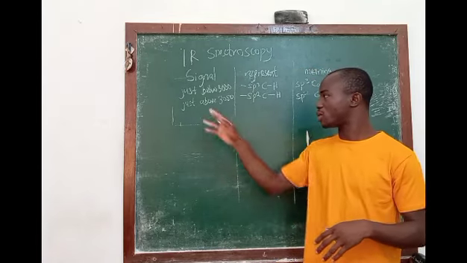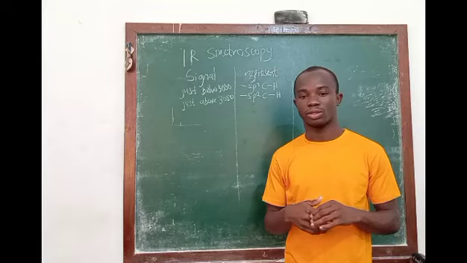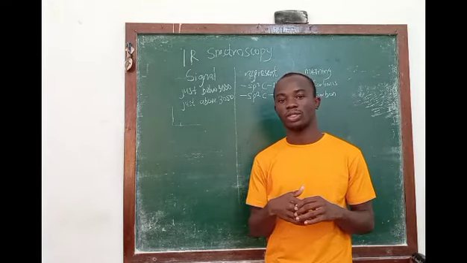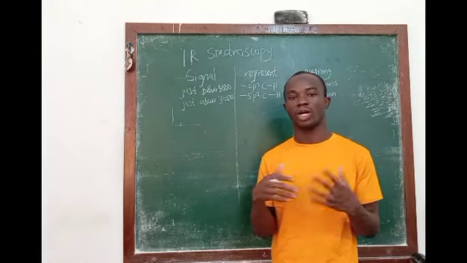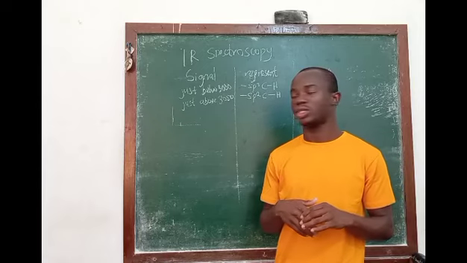So it implies that if I'm seeing a signal just above 3000, the compound can be an alkene or the compound can be an aromatic compound. So how do I differentiate between these two? I'm also going to mention that earlier.